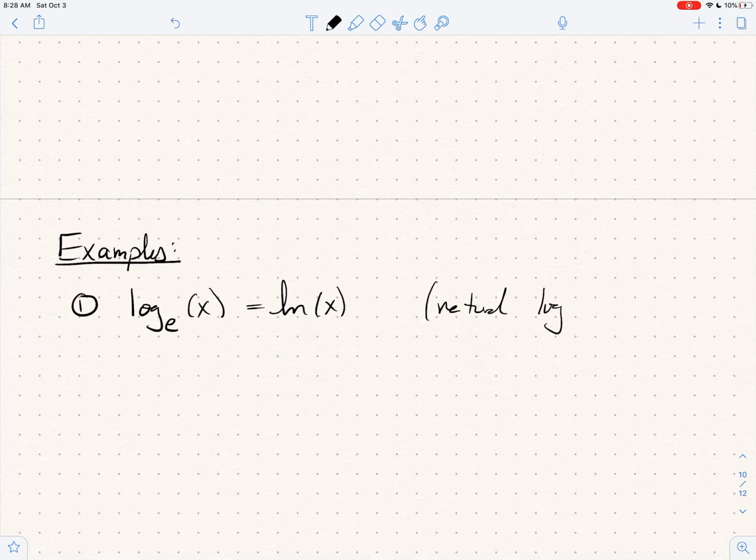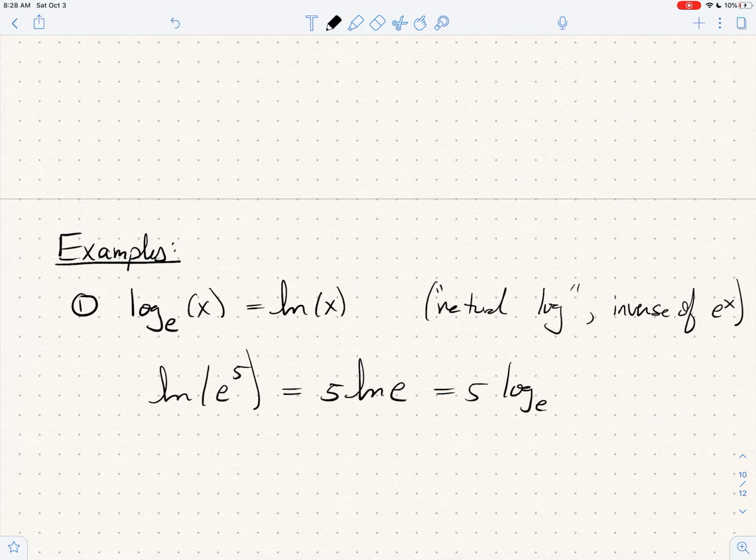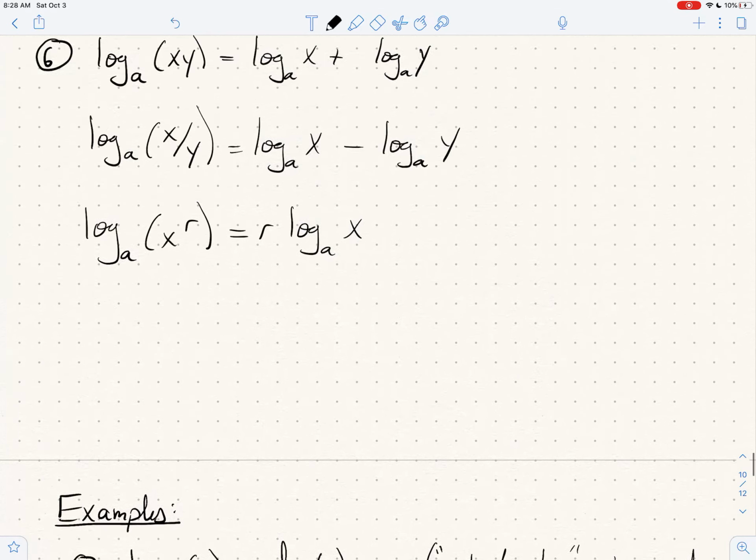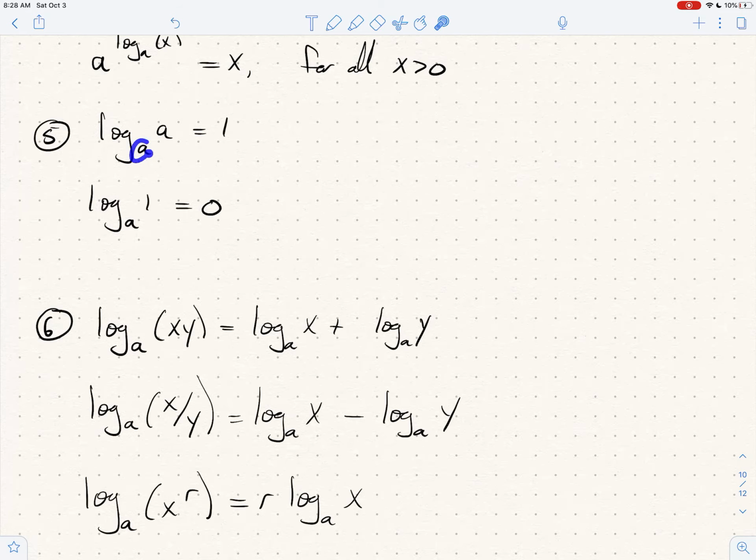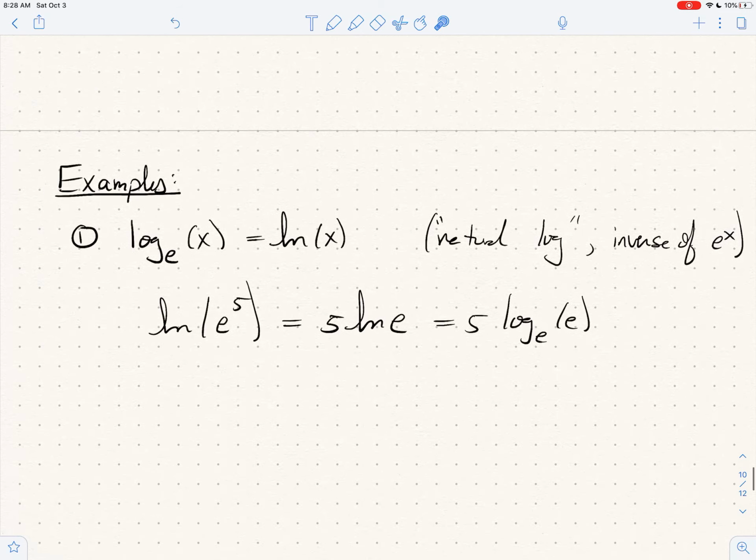Let's say that this is called the natural log, and it's just the inverse of the function e to the x. And so I can talk about the natural log of e to the fifth, for example. The third rule of exponents says you can pull the 5 down and write this as 5 ln of e. And this is really 5 log base e of e. And if you scroll up, we said that anytime you have log base a of a, you get out a 1. So this is exactly 5 times 1, which is 5. Okay?